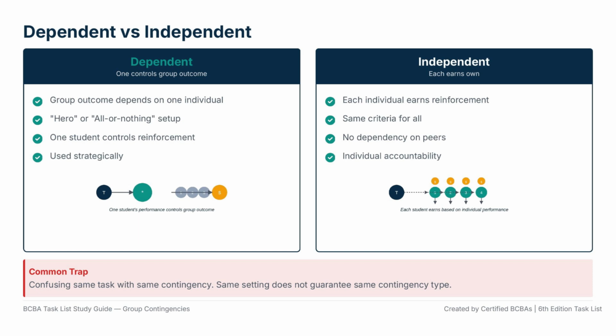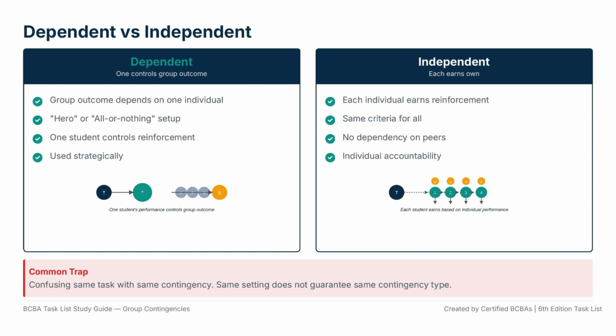Students often confuse dependent and independent contingencies. Here's the key distinction. In independent contingencies, each individual earns reinforcement separately. In dependent contingencies, one individual's behavior determines the outcome for the entire group. A common trap is assuming that if students are doing the same task, they are under the same contingency.